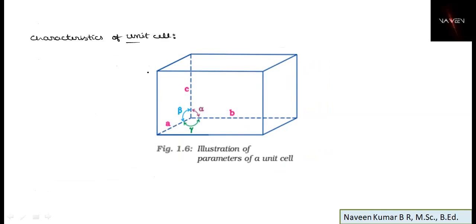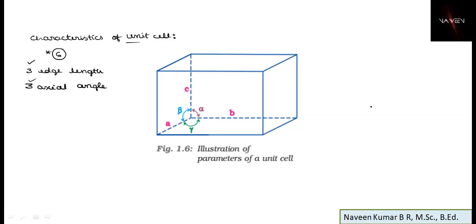So if we take any unit cell, it is characterized by 6 important characteristics. They are 3 edge lengths and 3 axial angles. Each unit cell is characterized by 6 important parameters. So there are three edge lengths and three axial angles.